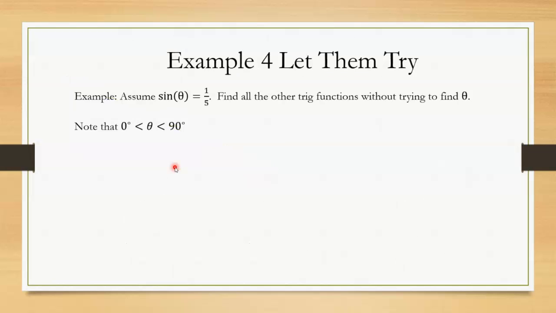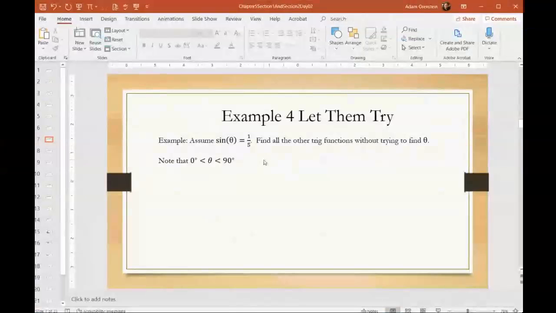Okay. This one I want everyone to try. It's very similar actually to the ones we just did. If sine of theta is 1 over 5, then from there, you want to get all the other trig functions. Let me just pause. I'm going to stop the recording, and I'll wait about 3 or 4 minutes for you guys to try, and we'll do it together.